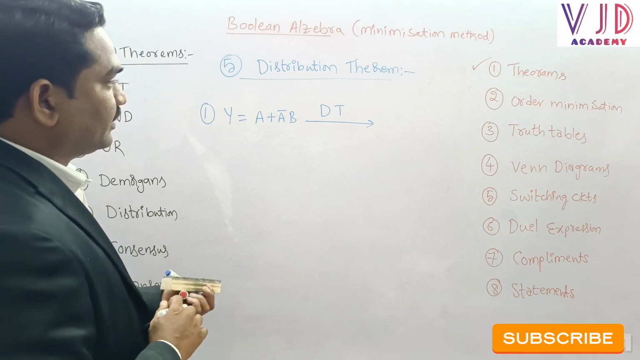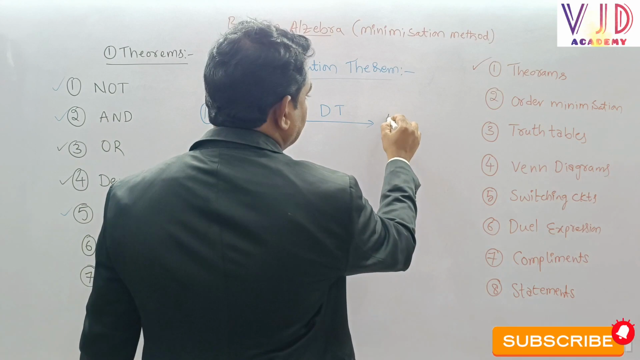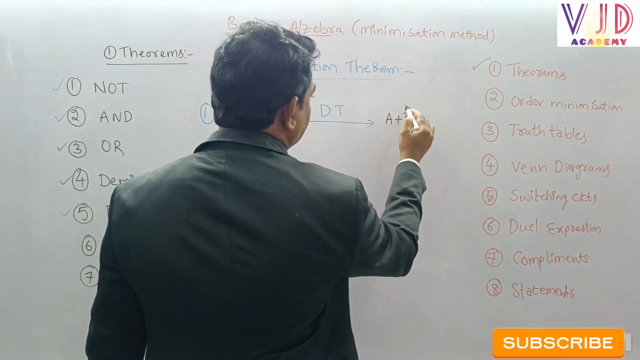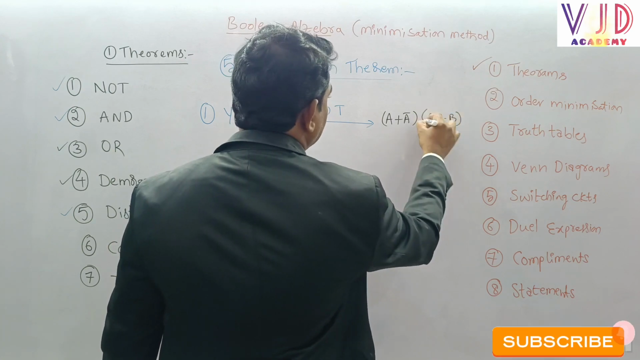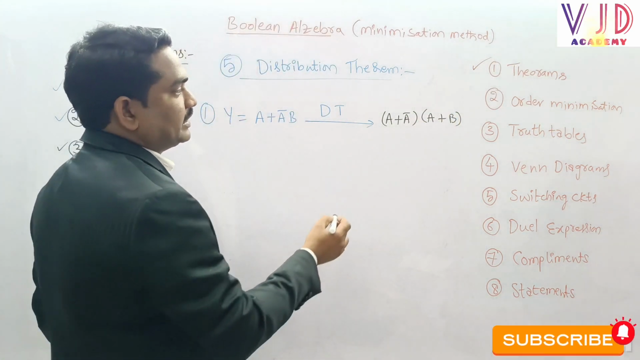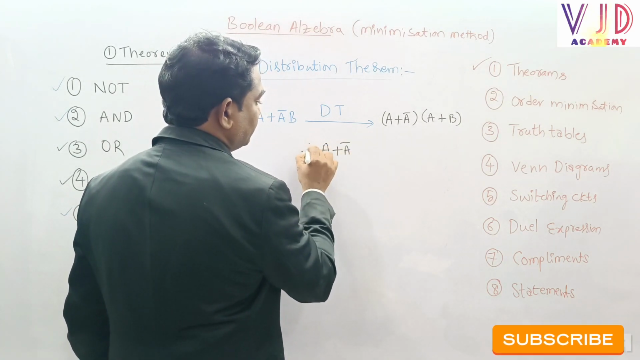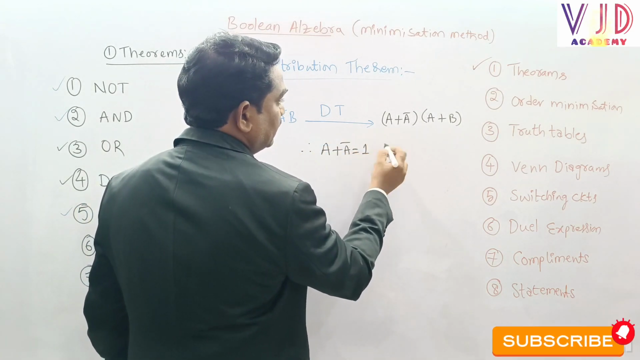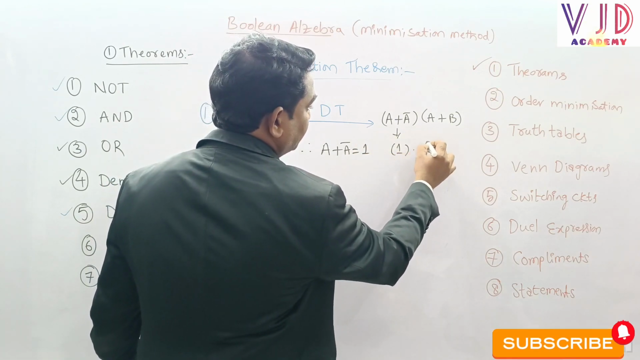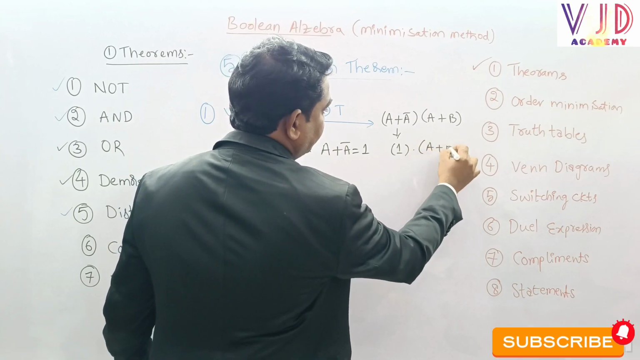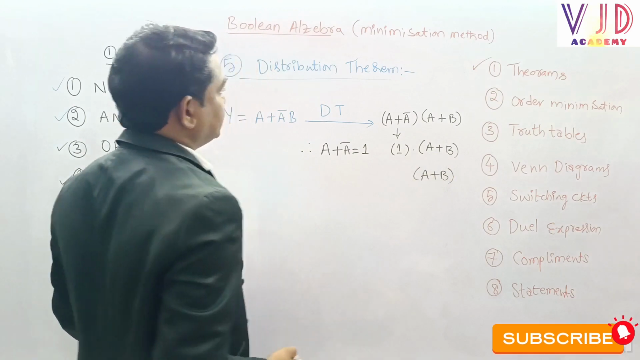Sir, this is a theorem which will convert y equal to A plus A bar into A plus B. We know that from the AND theorem, A plus A bar equal to 1. Now this will become 1, so the output will be 1 into A plus B. We can say that the output is A plus B. This is the distribution theorem.